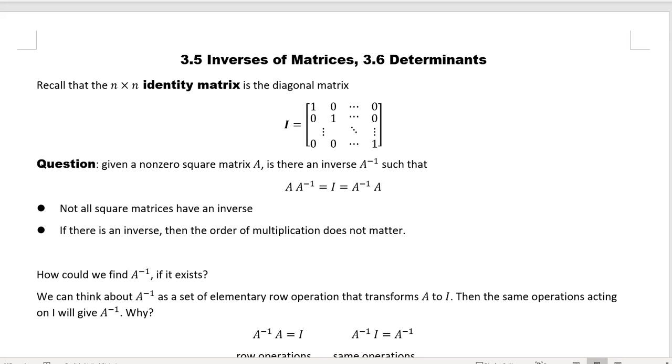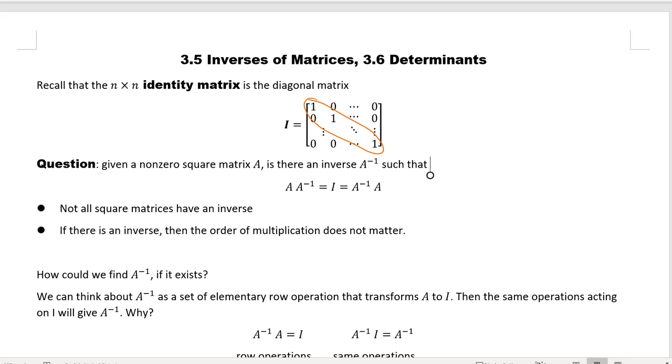Hi everyone! Today let's talk about section 3.5, Inverses of Matrices. We call the n by n identity matrix the diagonal matrix I with 1s on the diagonal and the other entries are 0. So this is the identity matrix.